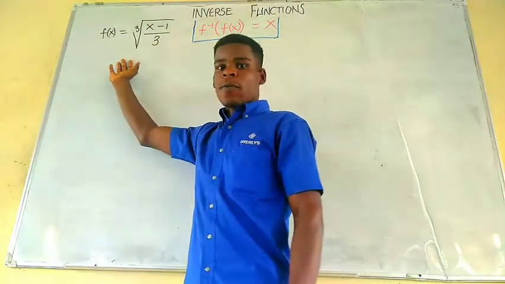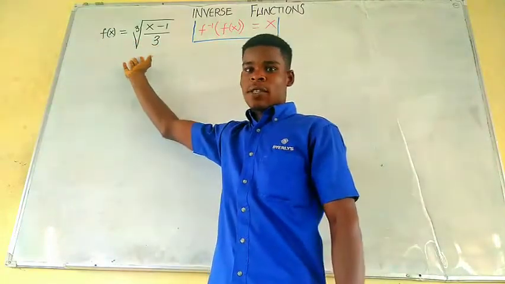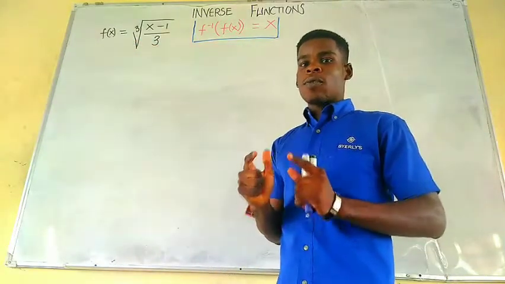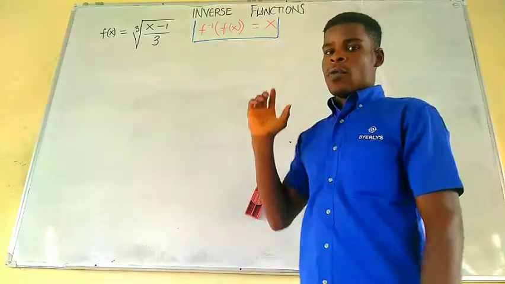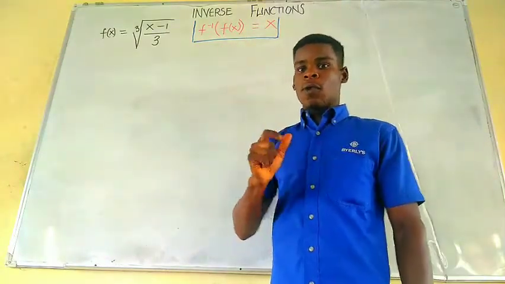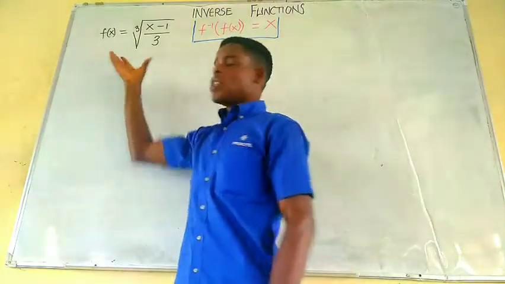So, if we find a new function, f inverse of x, that is the inverse of f of x right here, then the function will be such that when we evaluate it like this, it's going to produce x. Then we know that the new function we just solved for is an inverse function. And here we go with this one.